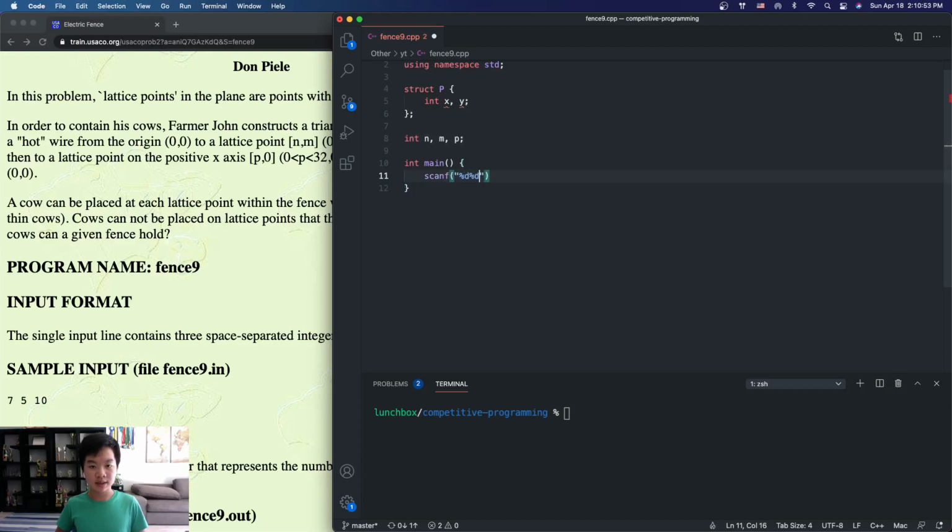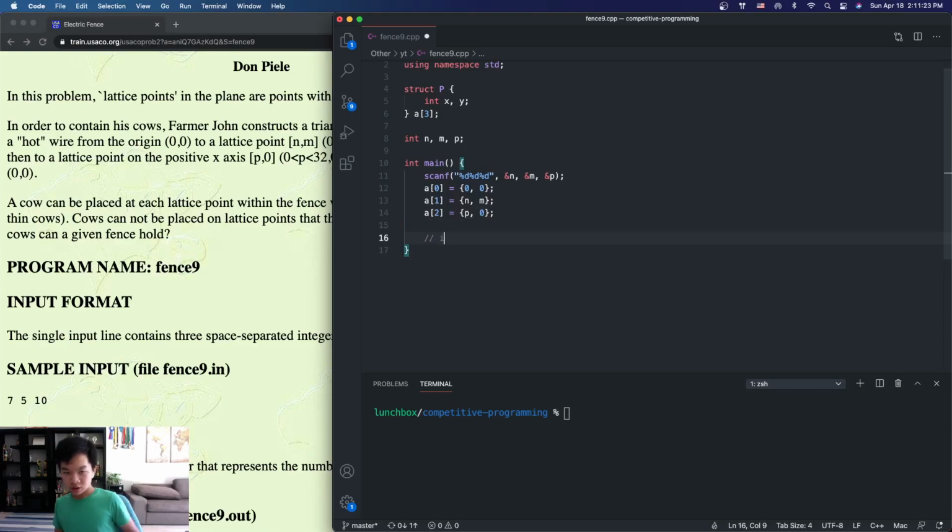So let's read that. All right, so we know that we have 3 points. Our first point will be equal to 0 and 0, our second point would be equal to N, M, and our third point would be equal to P, 0. So now remember what we have is that our answer is equal to P times M minus B divided by 2 plus 1.